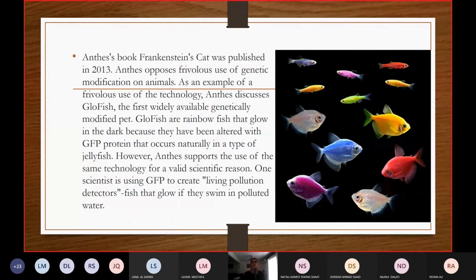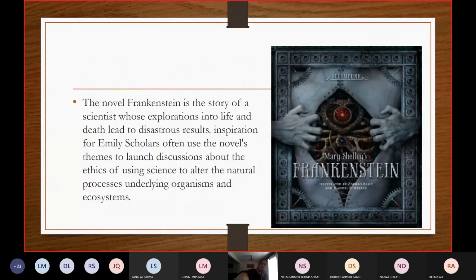That's why she called her book Frankenstein's Cat. Why? So we have to know first about Frankenstein. Frankenstein is a story, okay? Balqis or Asma. Asma, Balqis. Dalia. Yes, Dalia, read.